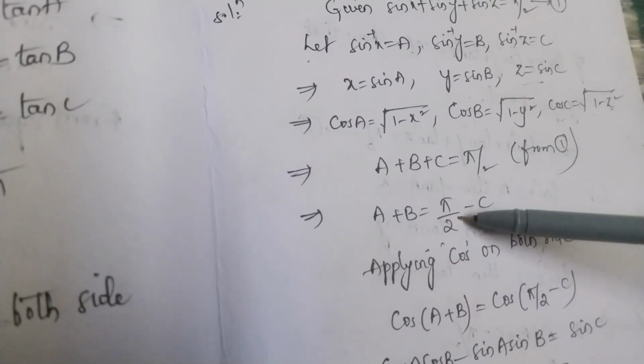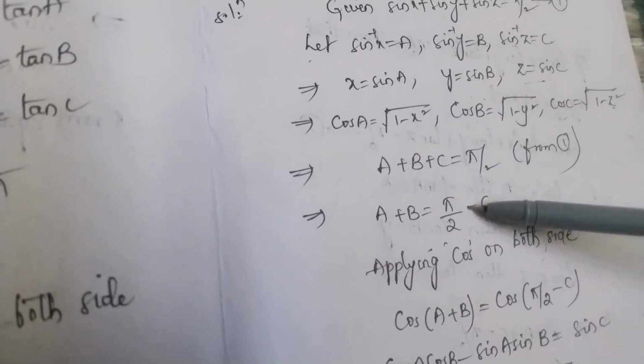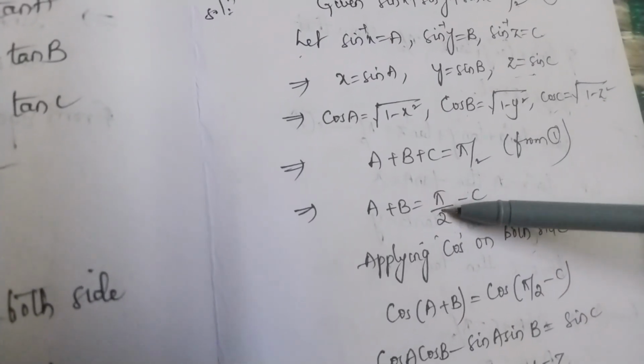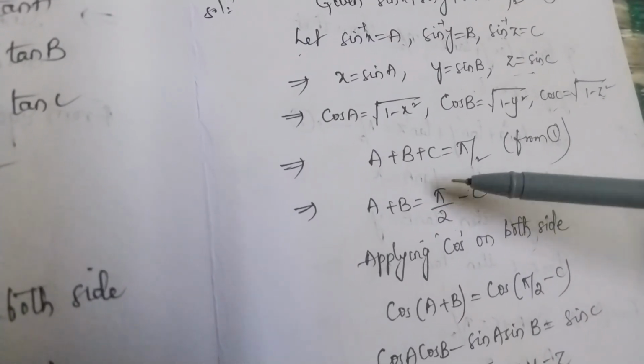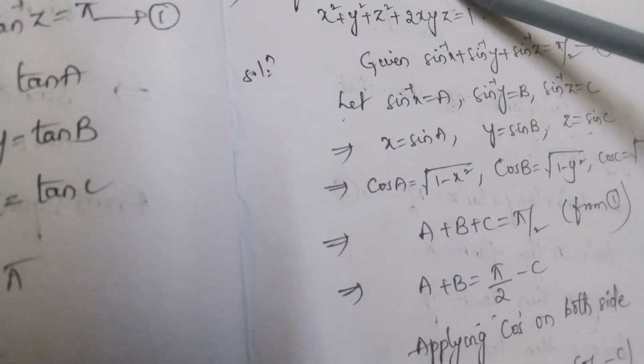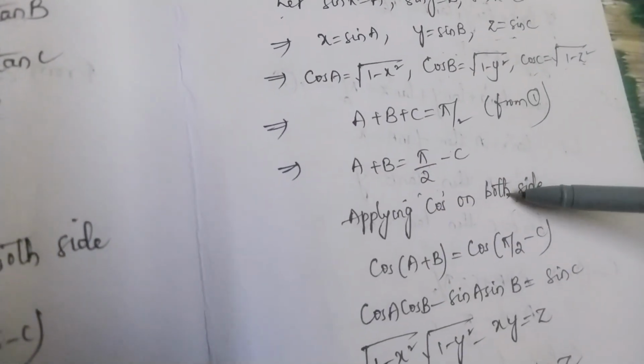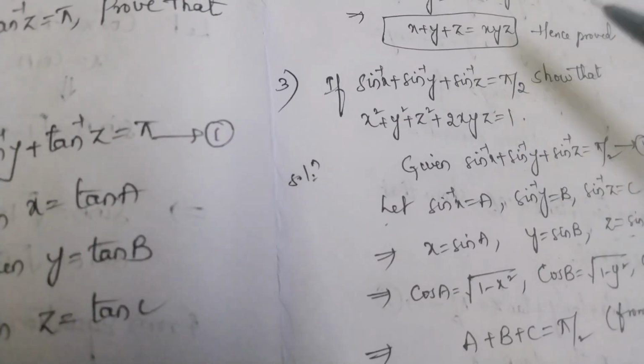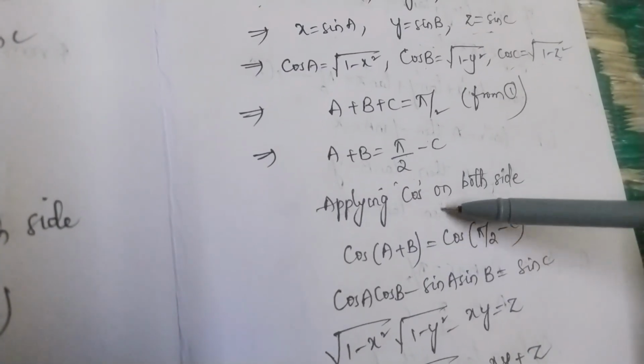Because cos of pi by 2 becomes what? Sine. So whenever the right hand side value is pi by 2, then we have to apply the opposite function of sine, that is the cos, on both sides. Similarly, if it is pi by 2 and the given LHS is in tan function, for example, then we have to apply cot on both sides. So like that, we have applied cos on both sides.